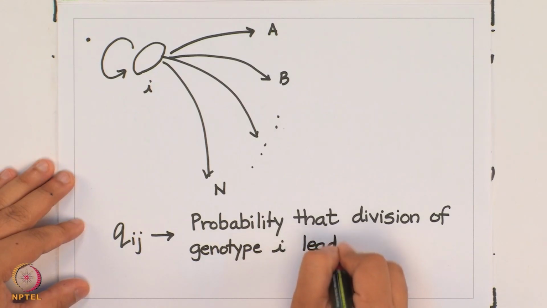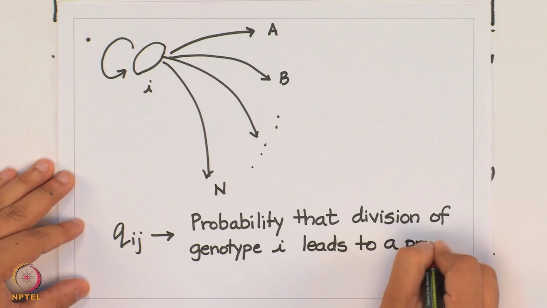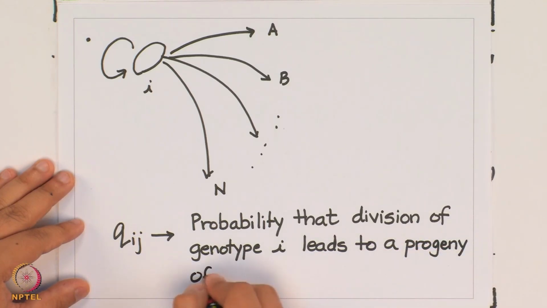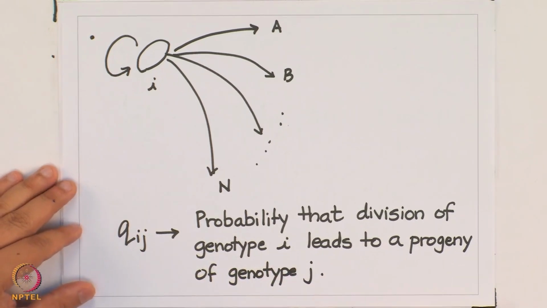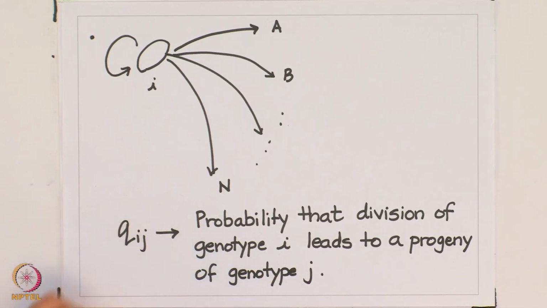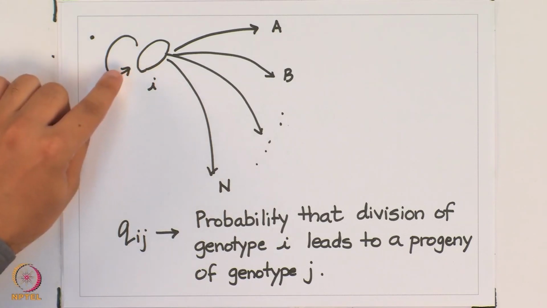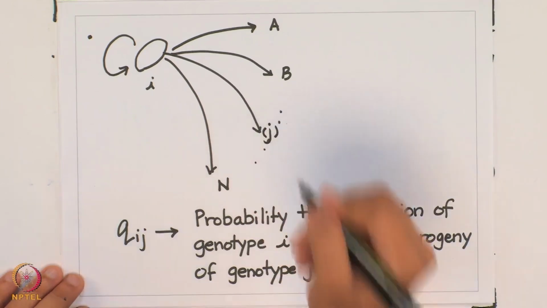leads to a progeny of genotype J. So, this quantity Qij represents the probability that when I divides, I end up with an individual which is of genotype J.